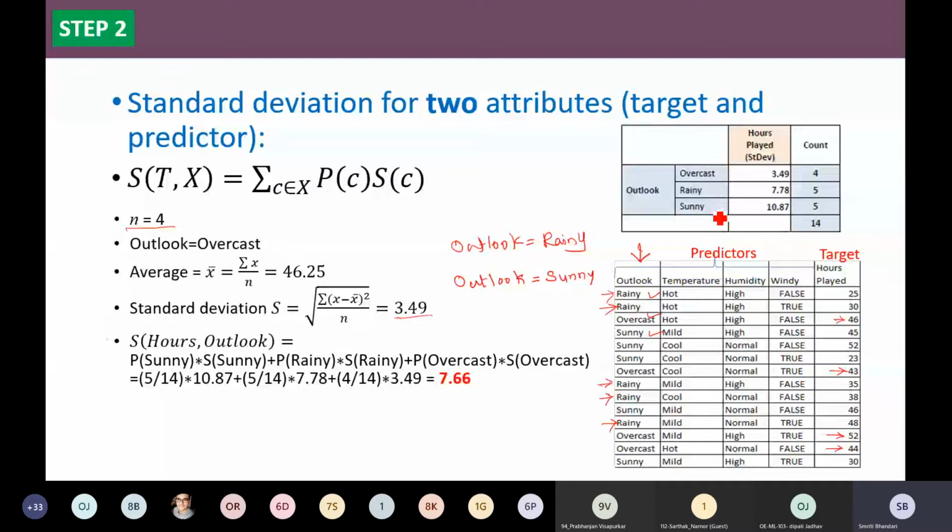Now, once we have computed all those standard deviations, we are going to compute the standard deviation for outlook. So, S(hours, outlook). Hours is our target attribute and outlook is the attribute under consideration. And we are making use of the formula that we have mentioned.